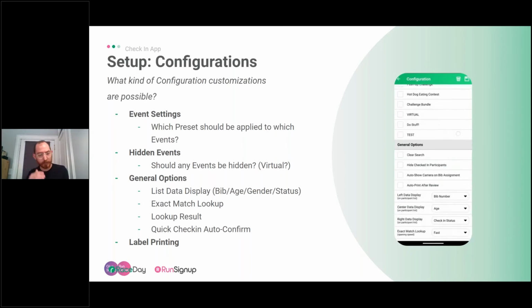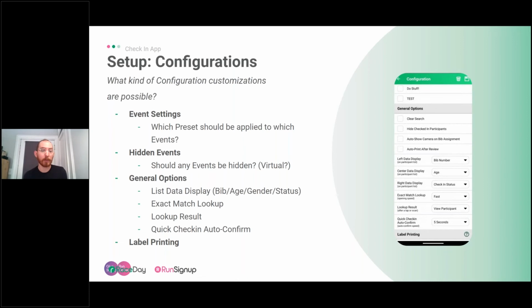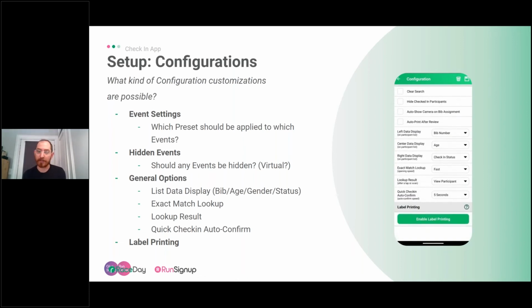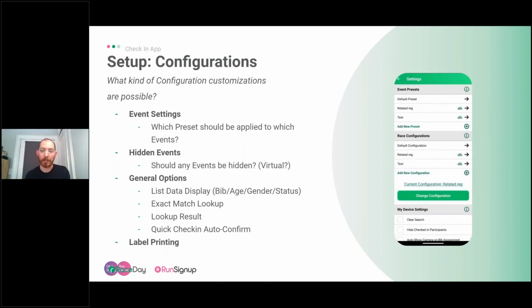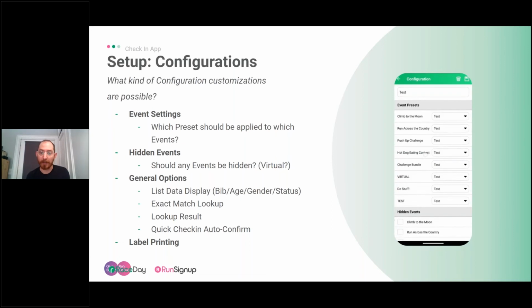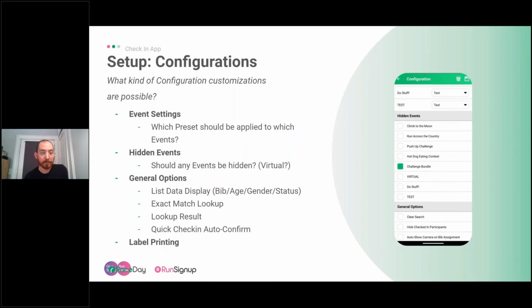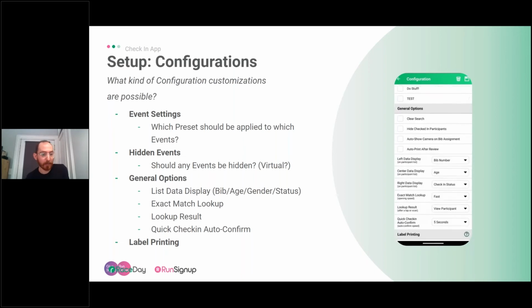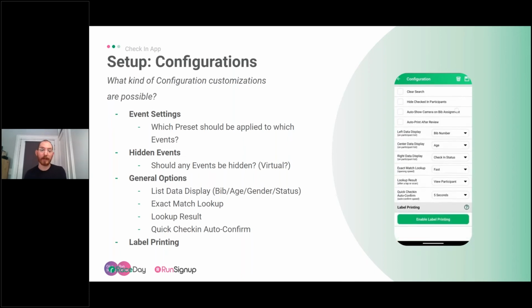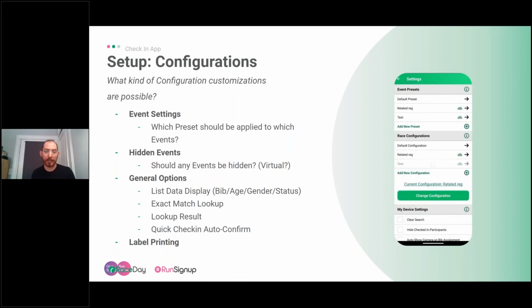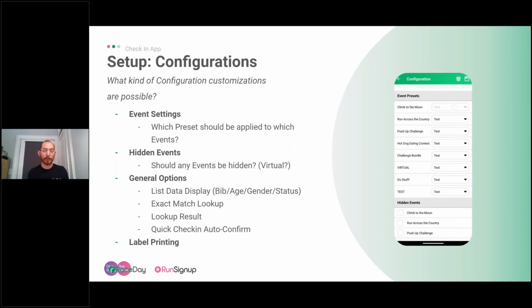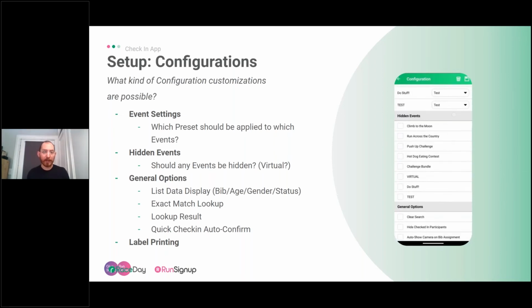Basically, you can change what is displayed in the list. So all of the participants, and they're listed out. Do you want to show bib number, age, gender, or status, like checked in or not checked in? You can customize the 3 different columns available to you, so the left, center, and right. So you could say, I want to show bib, or I don't want to show bib, or I want to show age or not. Sometimes it's nice to show age so you can identify the difference between twins or 2 people who are named the same, like a father or son. You want to check in the right person.